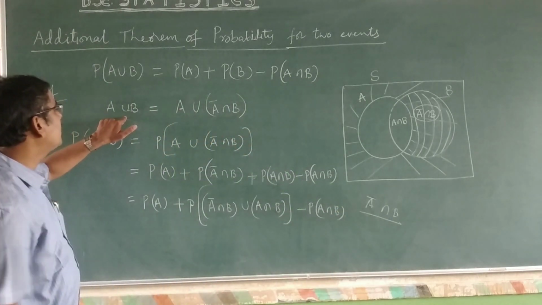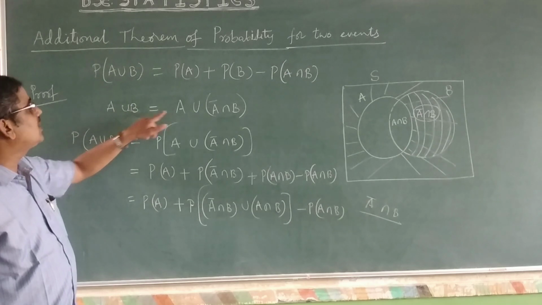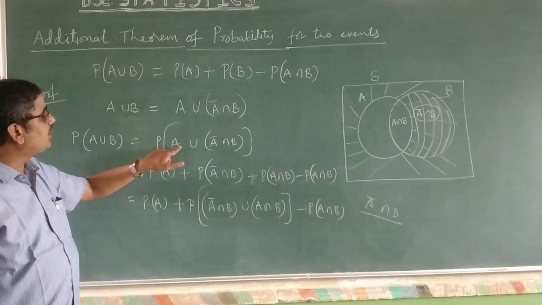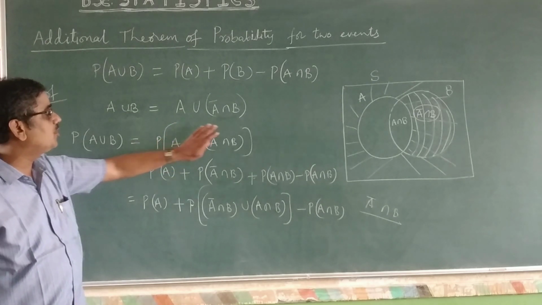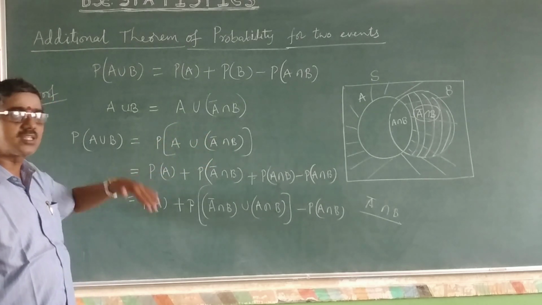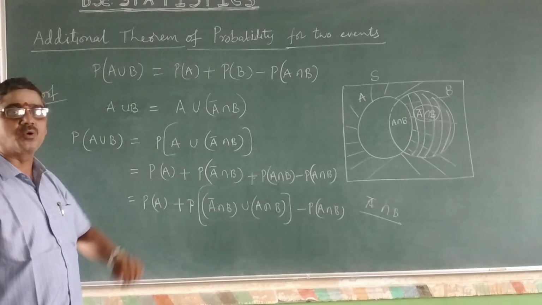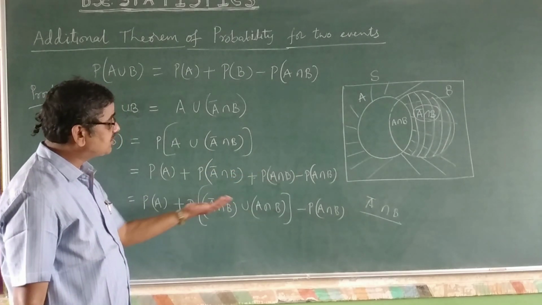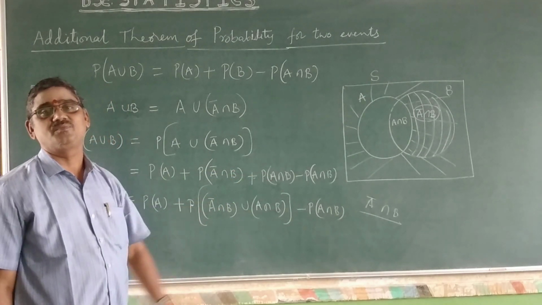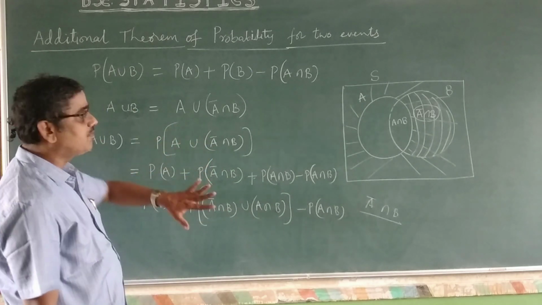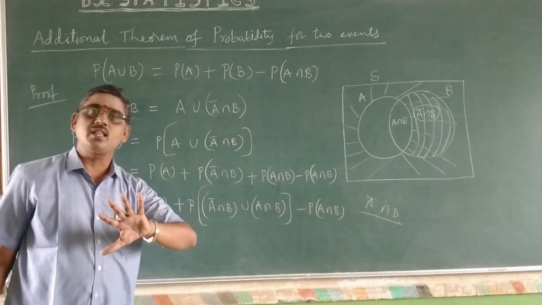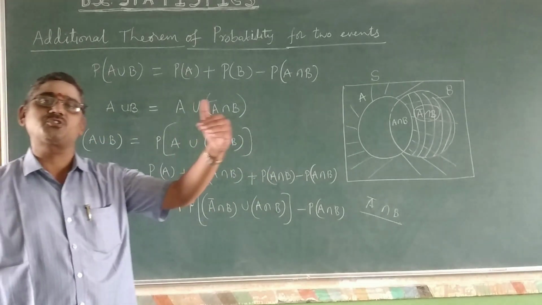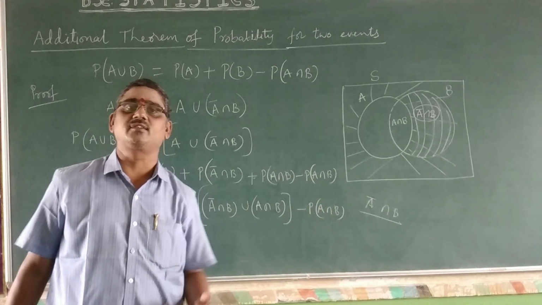Here, A union B has been expressed as probability of A union A complement intersection B, which you have written as probability of E1 union E2, which can be expressed as probability of E1 plus probability of E2. Now probability of E1 plus probability of E2 can be expressed as probability of E1 union E2. These both are the same, just like A plus B whole square is equal to A square plus B square plus 2AB, which is equal to A plus B whole square.